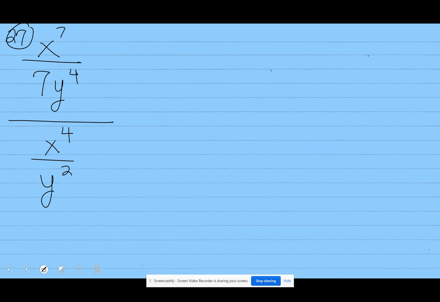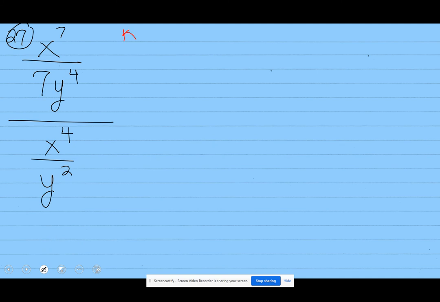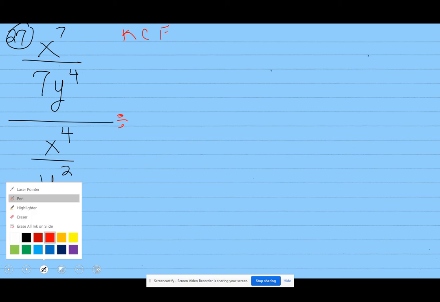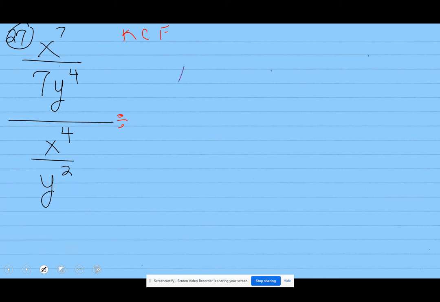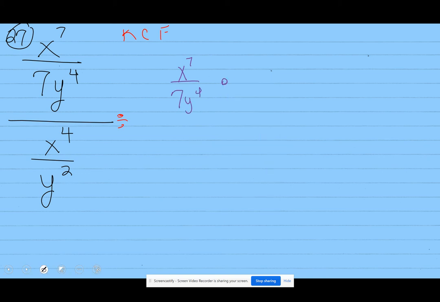All right, 27. This is a complex fraction, changing gears. This is keep, change, flip, because this is just a divide problem. So we're going to keep the first fraction as x to the 7th over 7y to the 4th, change the division to multiplication, and then flip the second one to y to the 2nd over x to the 4th.